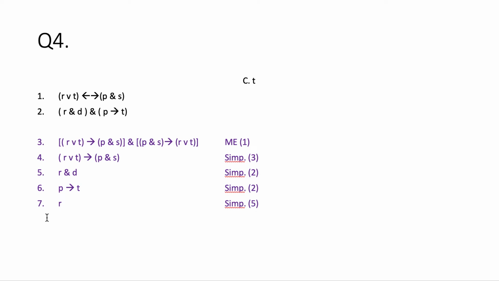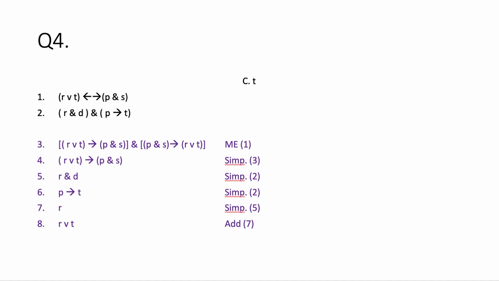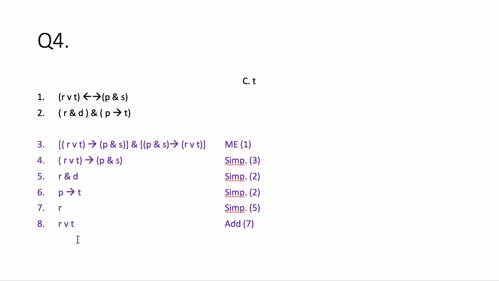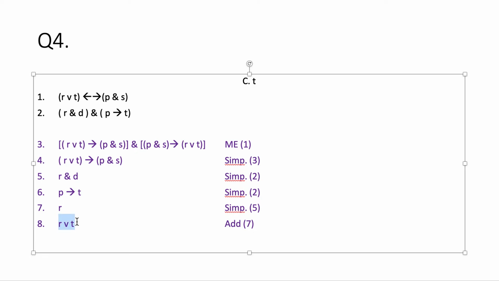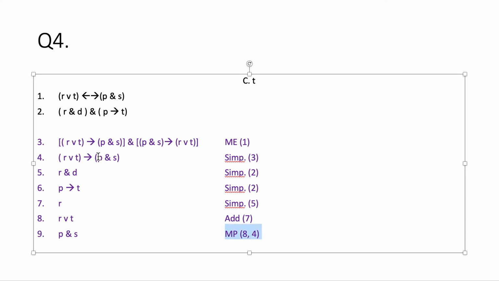Now I'm going to do what I mentioned earlier. I'm going to do simplification on line 5 this time. I'm going to isolate that R here. And now I'm going to use the rule of addition on that R, addition on line 7 to get R or T, which is exactly what I want up here in order to use modus ponens. So modus ponens now I can use on line 8 and line 4 because I've now gotten onto one line the antecedent of that conditional. So I'm going to use modus ponens on line 4 and line 8 to give me P and S.